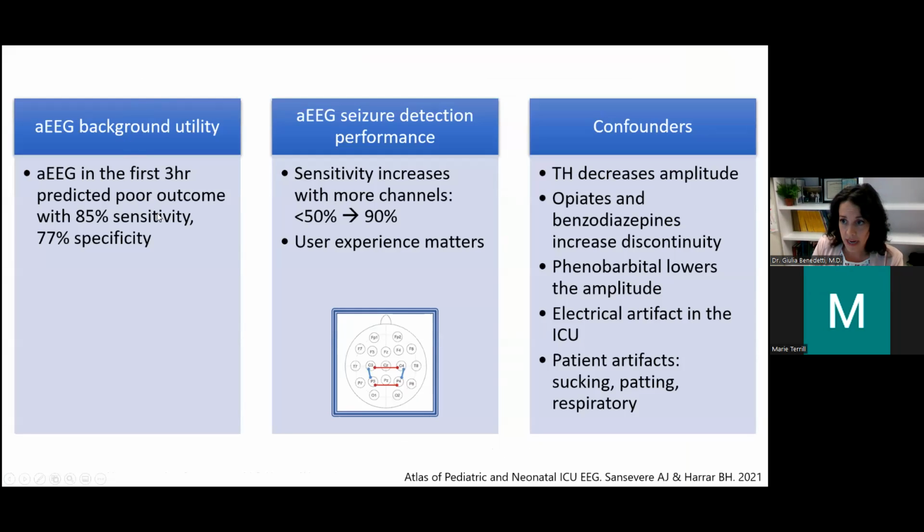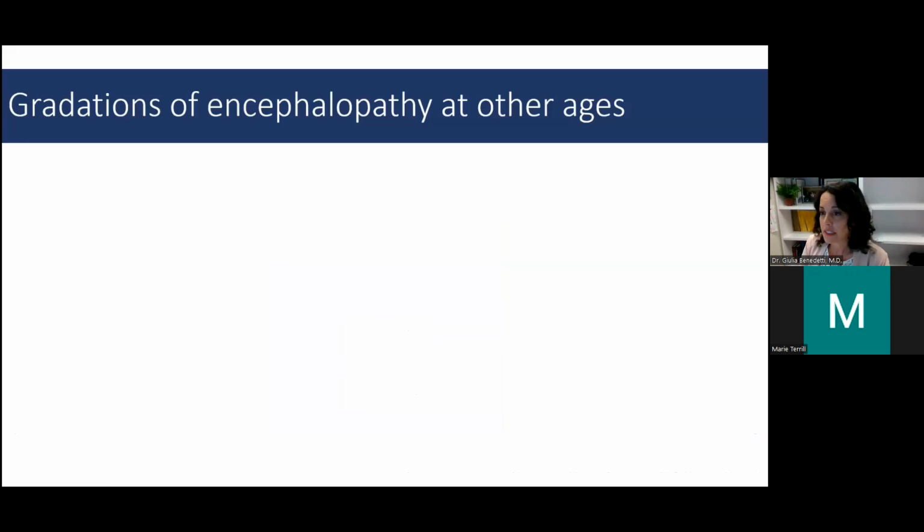aEEG background in the first 3 hours can help predict poor outcome with an 85% sensitivity. Seizure detection sensitivity is not quite as good. It can be less than 50%, and it's really user dependent and location dependent, especially with our traditional aEEG electrode array. If you have a seizure over in the frontal region, it's less likely to pick it up. And then there's a lot of confounders like therapeutic hypothermia and the medicines we give that can impact the amplitude of the EEG.